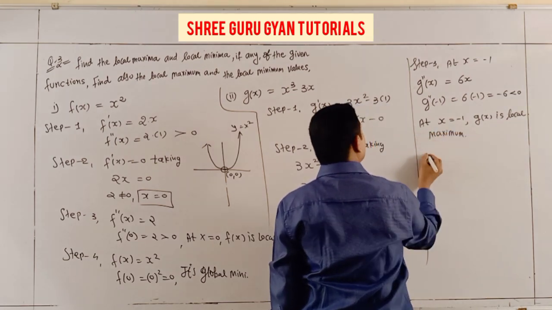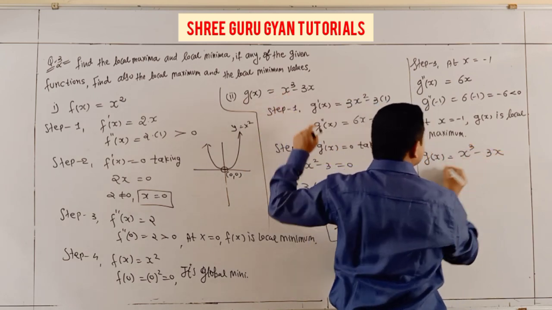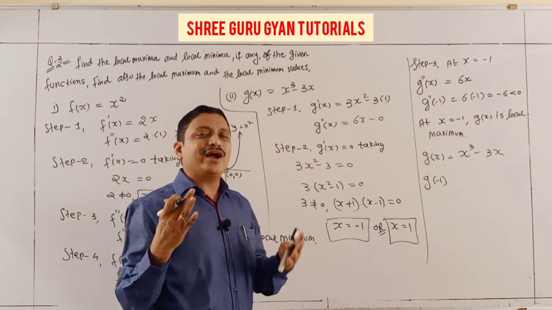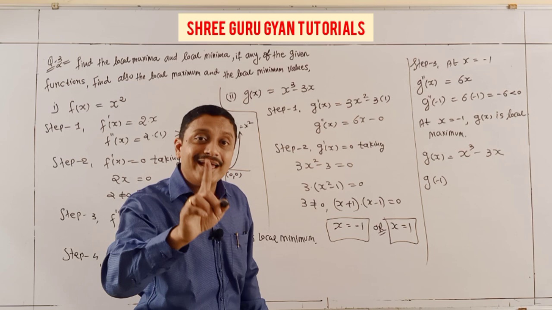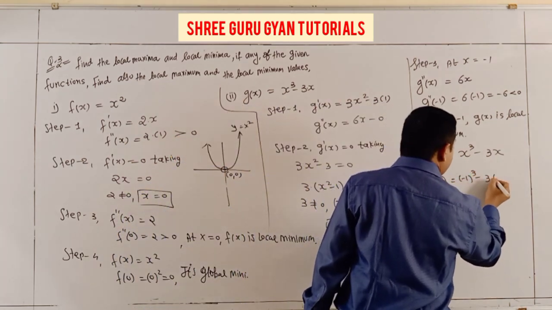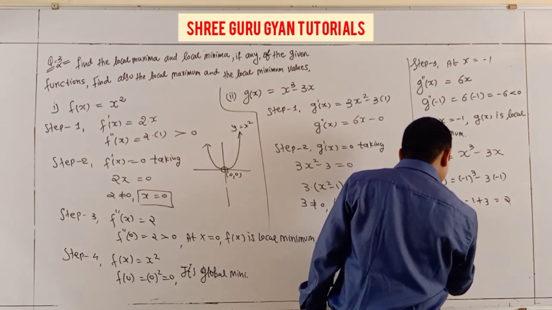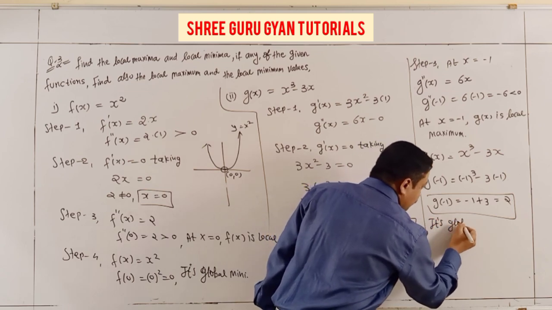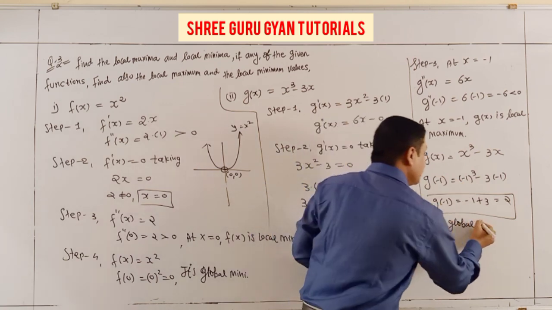And you go to the direct value. What is your value? x cube minus 3x. You put in minus 1 and find out your global value, which is only y-axis related. So students, here minus 1 the cube, minus 3 times minus 1, you get 2. It's your answer. Global, what criteria? Here also maximum.